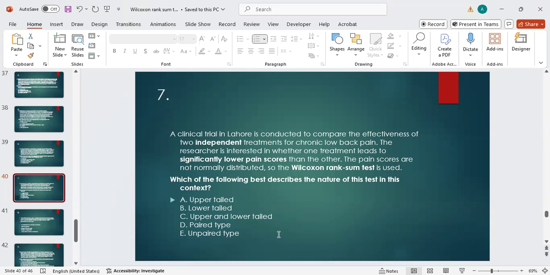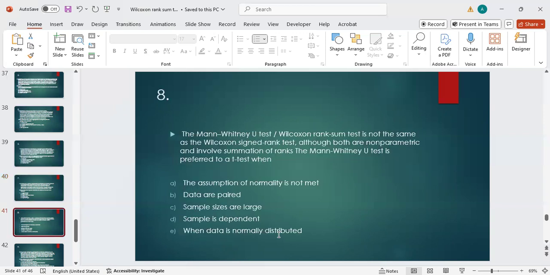Option A, upper tail. Option B, lower tail. Option C, upper and lower tail. Option D, paired type. Option E, unpaired type. Unpaired type. Yes, it is unpaired type.